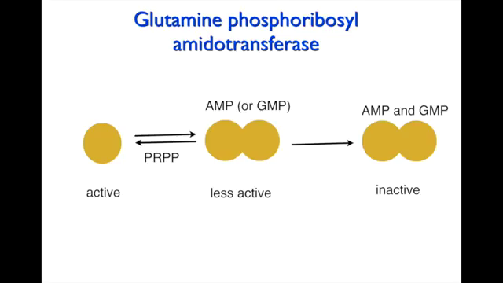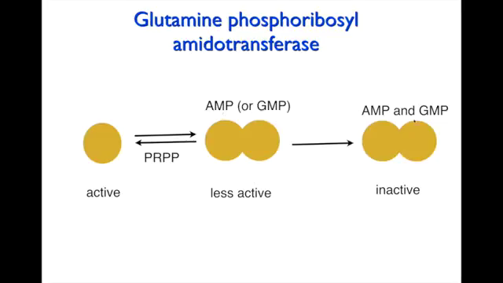This slide shows how simply and beautifully the enzyme glutamine phosphoribosyl amidotransferase is regulated. In the presence of either AMP or GMP, which are both end products of the pathway, a dimer is formed. The presence of PRPP favors the formation of an active monomer. So PRPP is able to drive the reaction forward, and either AMP or GMP restricts it.